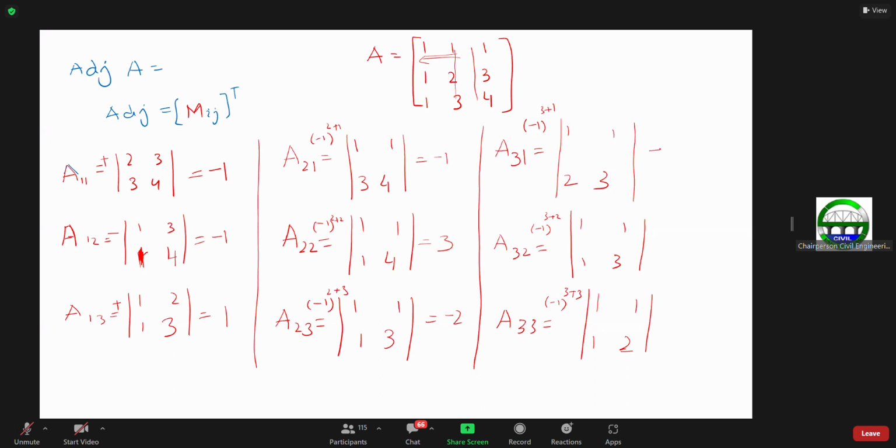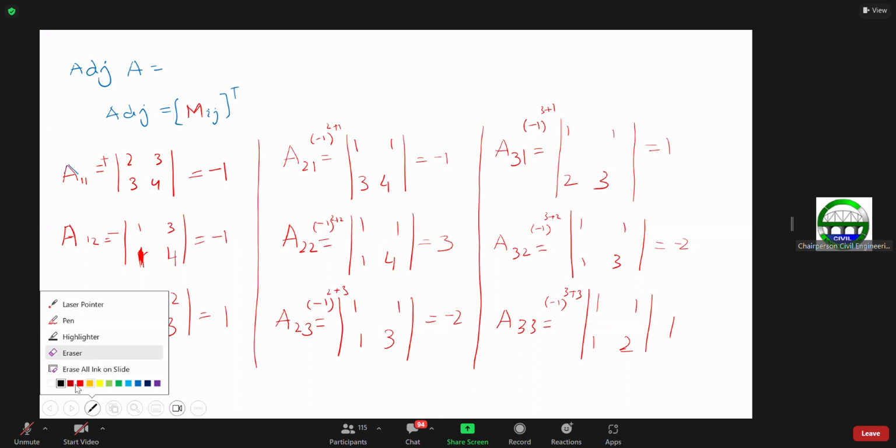A31, 1. And A23, minus 2. And finally, we will have A33 is equals to 1. Right? So now we have a matrix, and I will just try to write in here. So okay, we have the cofactors already.